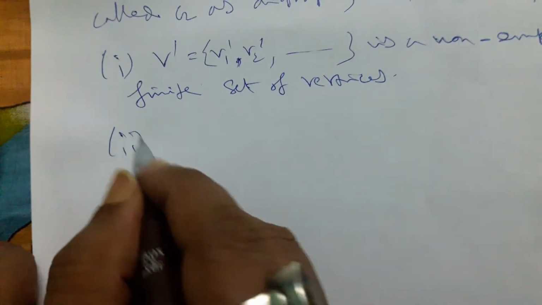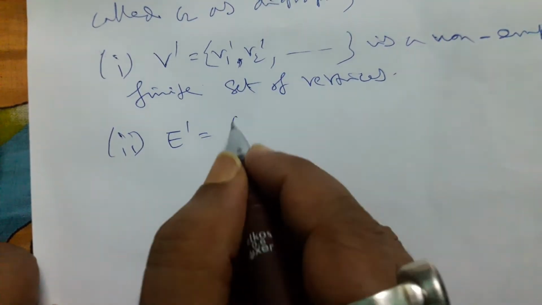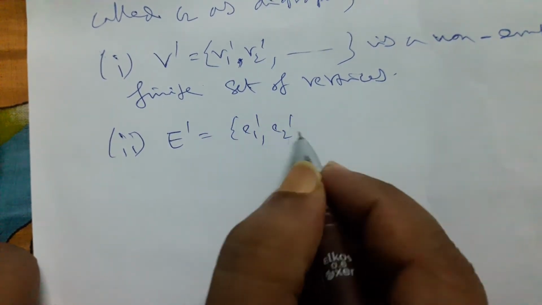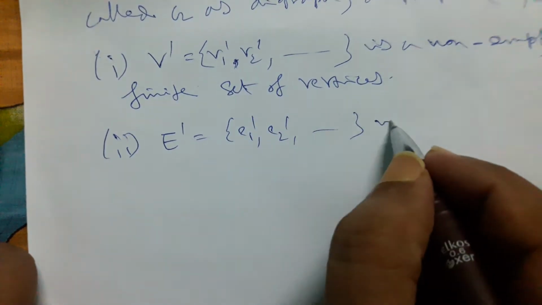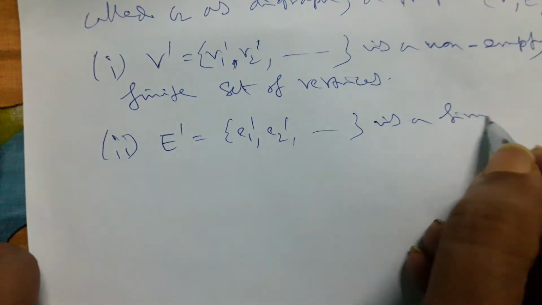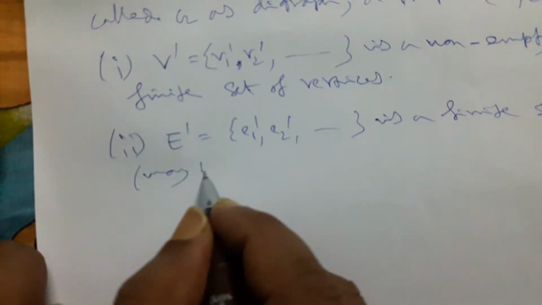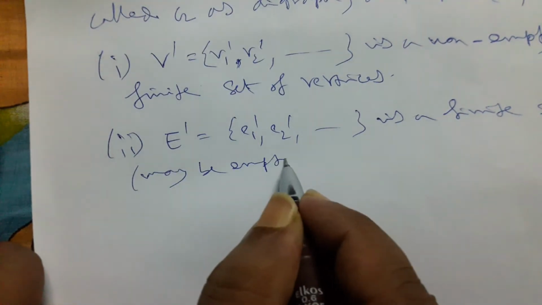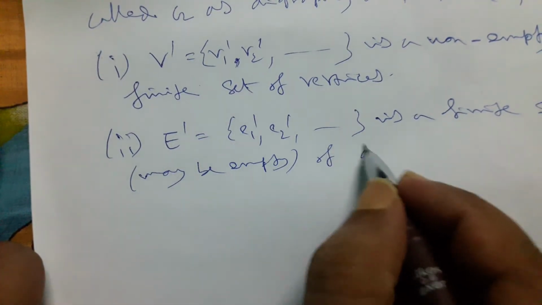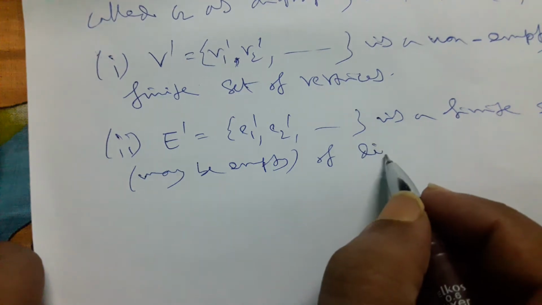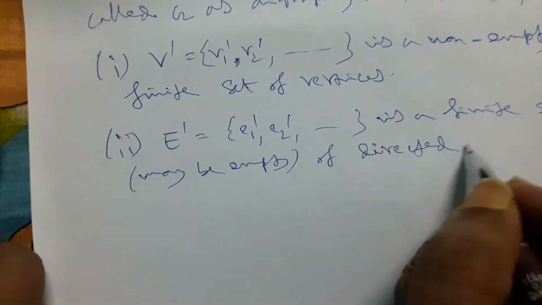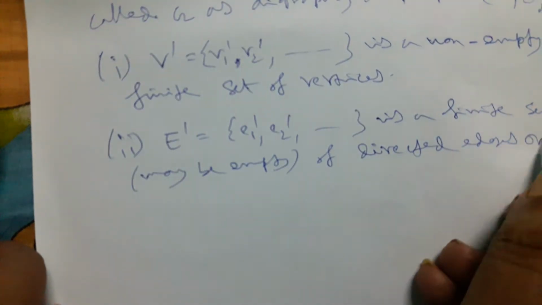Next is edges. So E dash will be E1 dash, E2 dash, and so on, is a finite set. It may be empty, of directed edges, or arcs.